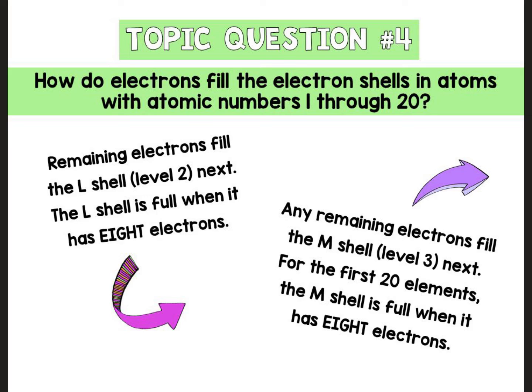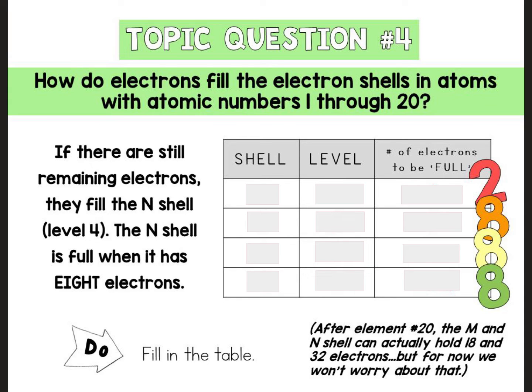For the first 20 elements, the M shell is full when it has 8 electrons. If there are still remaining electrons, they will fill the N shell, or level 4. The N shell will also be full when it has 8 electrons. So, just remember, the first shell is full with 2 electrons, and each shell after that is full with 8.